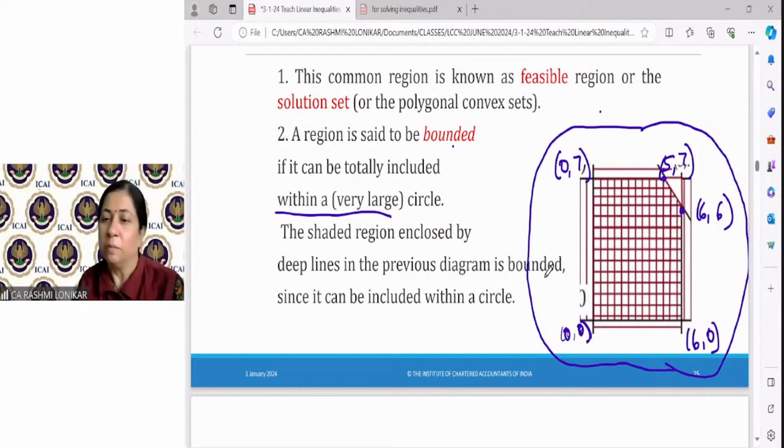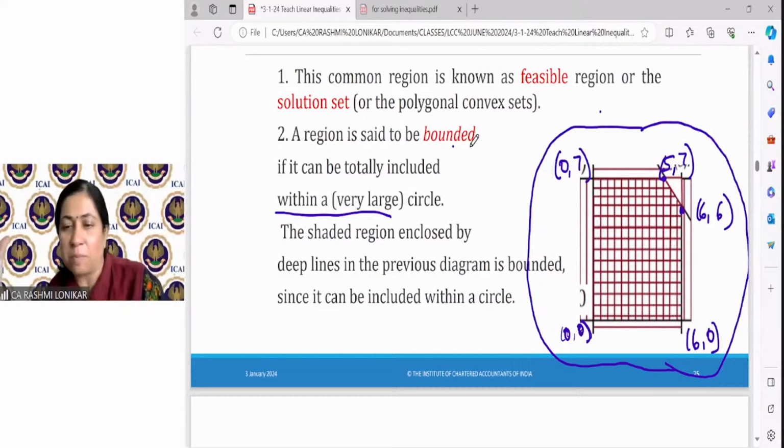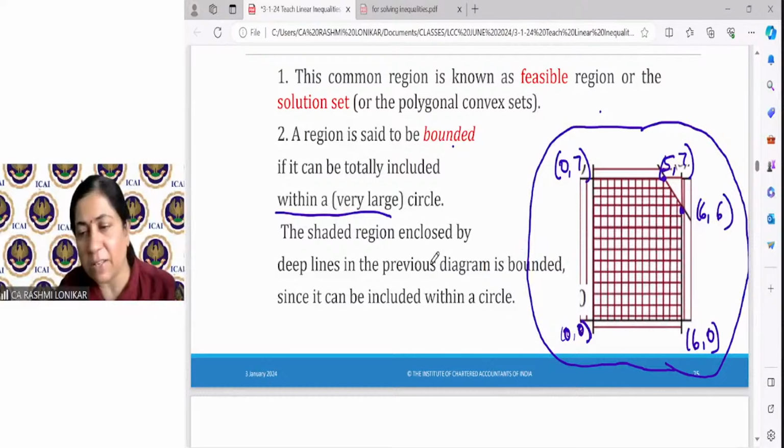A region is said to be bounded if it can be totally included within a very large circle. The shaded region enclosed by the deep lines in the previous example is bounded, okay? We are able to bound it since it can be included in a circle. So we say this is called bounded.